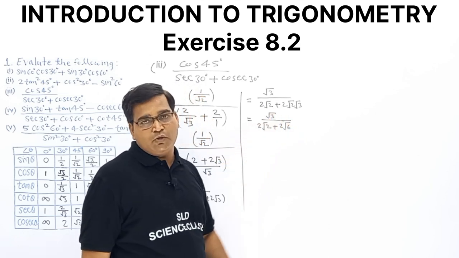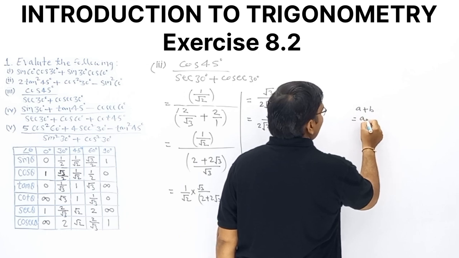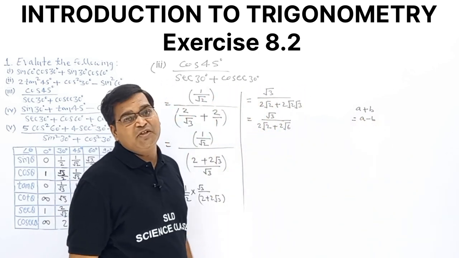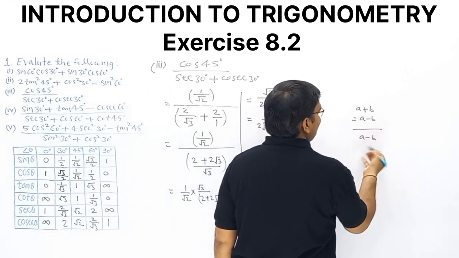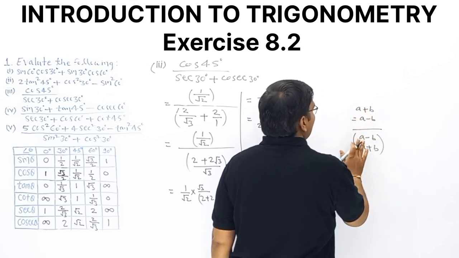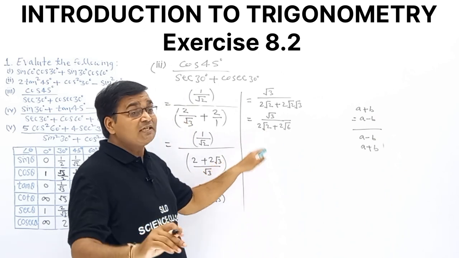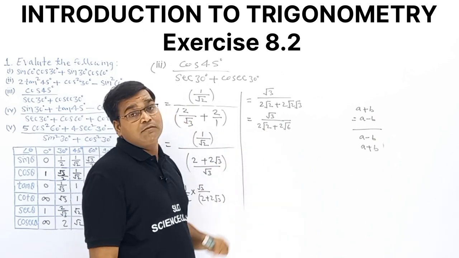And what will be the conjugate? If we are having a plus b, then its conjugate will be a minus b. Yes or no? If we are having a plus b, then its conjugate will be a minus b. If we are having a minus b, its conjugate will be what? A plus b. This is about the conjugate. So our task is what? We want to remove this radical sign, square root term.